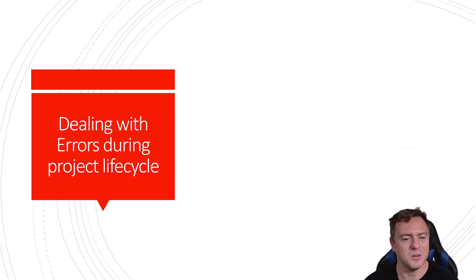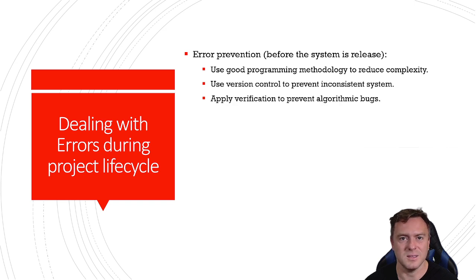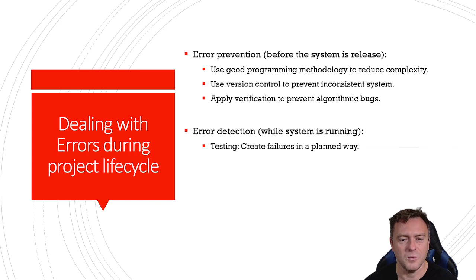So dealing with errors during a project lifecycle, we try and do error prevention. So before the system is released, we use good programming methodology to reduce the complexity, use version control to prevent inconsistent systems, we apply verification to prevent algorithmic bugs, and then we use error detection. So while the system is running, we do tests galore. So we try and create failures in a planned way, and that might be the data that we try and enter into the system to try and find the faults that come together. We then also want to do debugging.